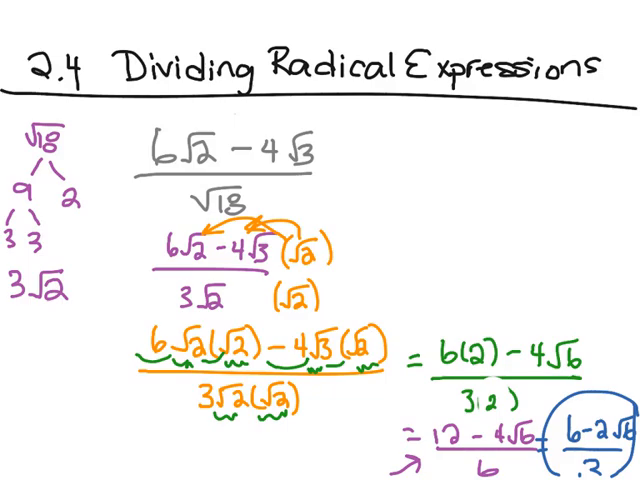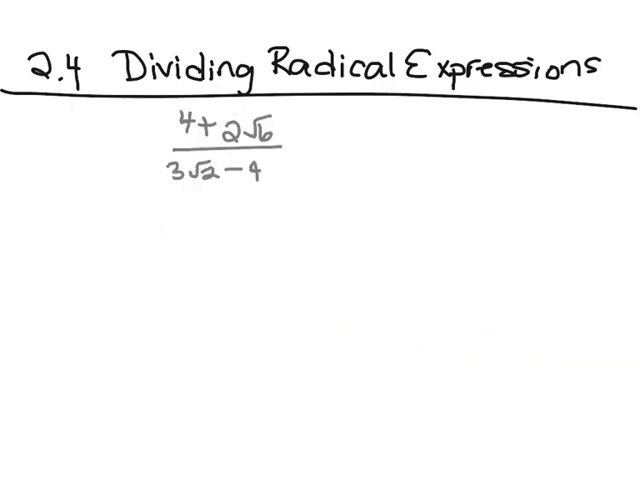Remember that when you simplify fractions, all of the coefficients have to be divisible by the same number. Otherwise, you can't do it. For this example, this is a little bit different because we have a binomial on the bottom and it's not just one radical. So to get rid of this, we have to multiply by the conjugate, which is the same thing but with the opposite sign. So we're going to multiply the top and the bottom by the conjugate.